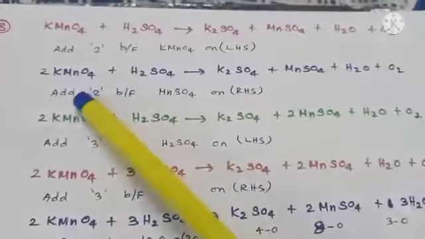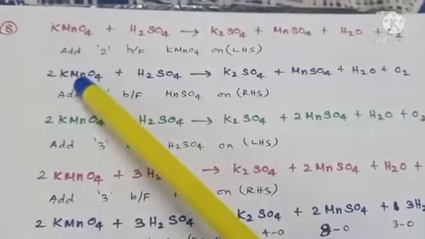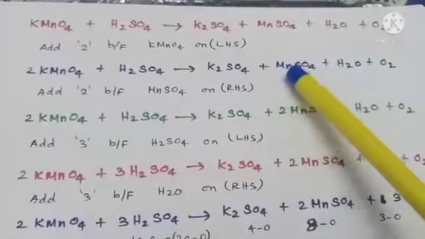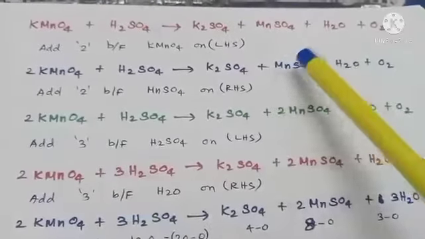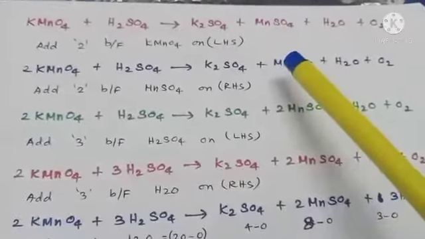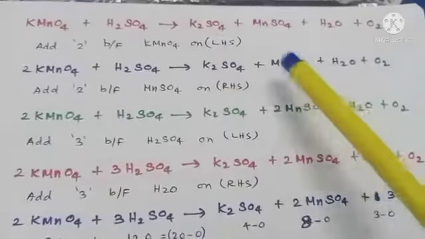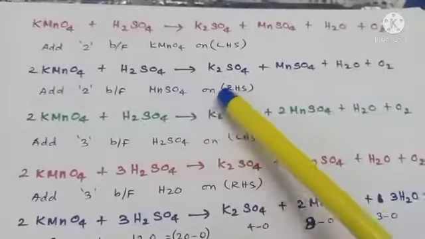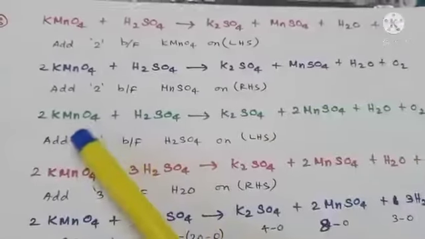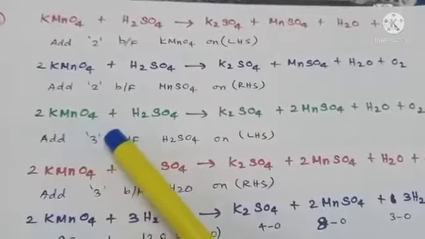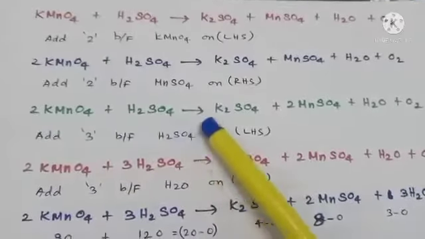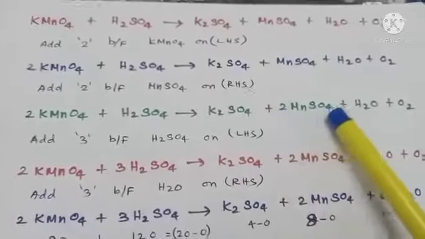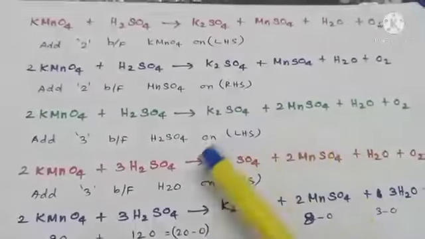When you introduce 2 before KMnO4, the number of manganese becomes 2, isn't it? Whereas on the right side there is only 1 manganese. So to balance manganese, I add 2 before MnSO4 on the right hand side. But now this becomes 2 KMnO4 plus H2SO4 gives K2SO4 plus, here I am introducing, 2 MnSO4 plus H2O and O2.